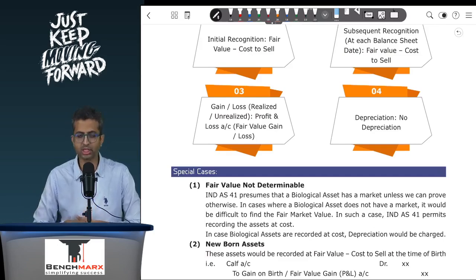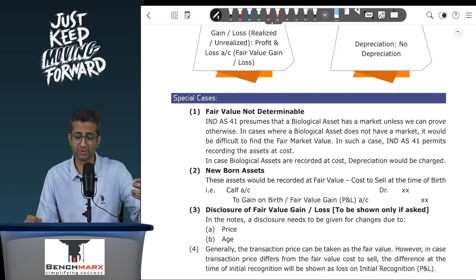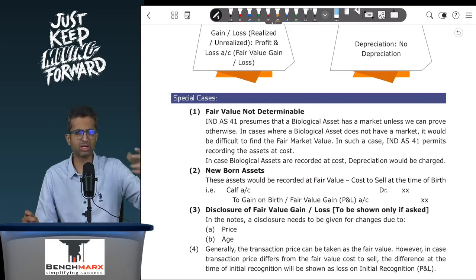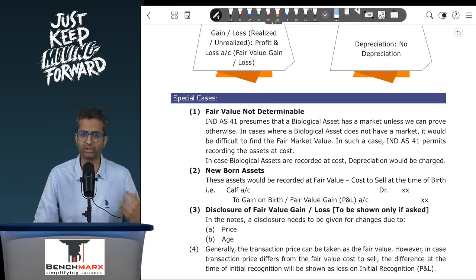Next, when you look at newborn assets, at the time of initial recognition, you will show this at fair value less cost to sell. So if a calf is born, your journal entry will be calf account debit. Let us say fair value less cost to sell is 10 rupees: calf account debit 10 to gain on initial recognition, which will go to the P&L account, let us say 10 rupees.